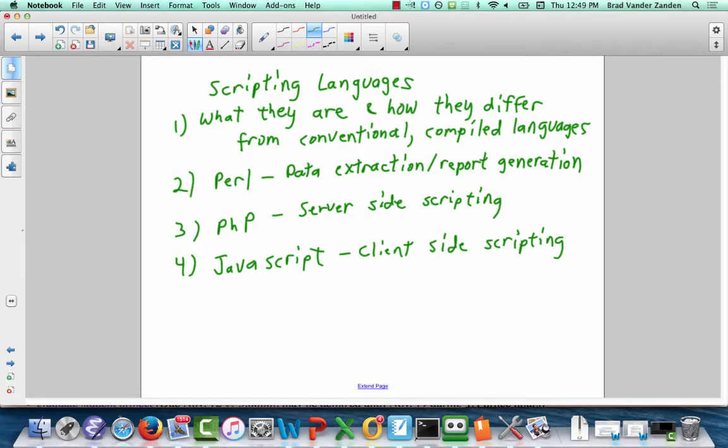And as I said, the objective with Perl, PHP, and JavaScript is to give you a basic knowledge of their core design ideas, but we won't have time to turn you into an expert on any of them.